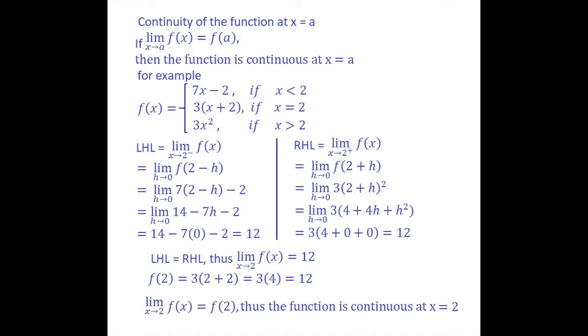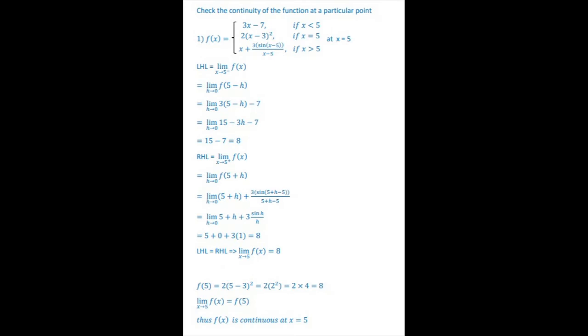Okay, now we shall see what is f of 2. At x equal to 2, the function is 3 times of x plus 2. We just replace x as 2 there. 3 times of 2 plus 2 will give us 12 itself. Okay, now limit x tends to 2, f of x is equal to f of 2. Thus, we can conclude the function is continuous at x equal to 2.